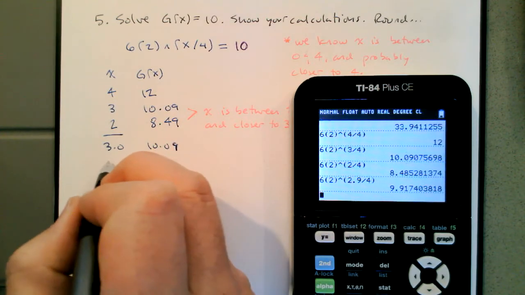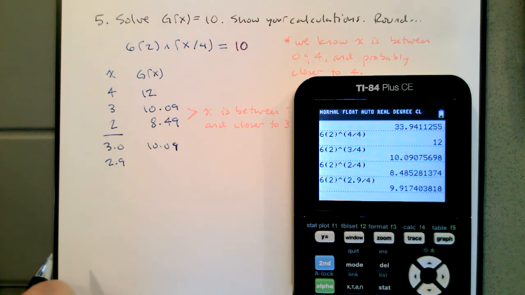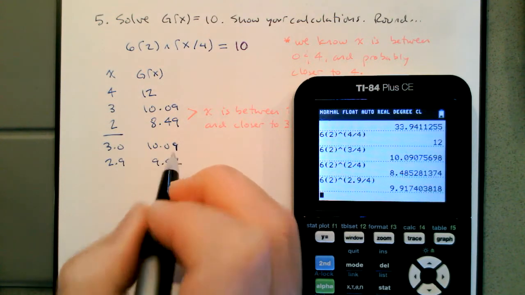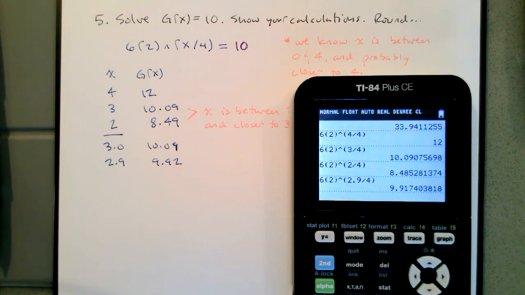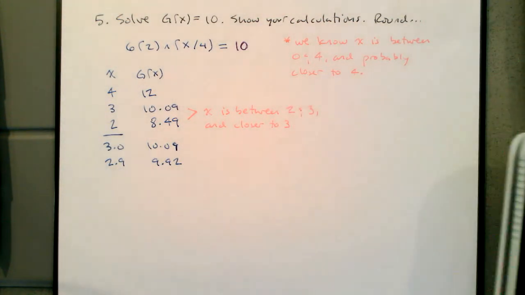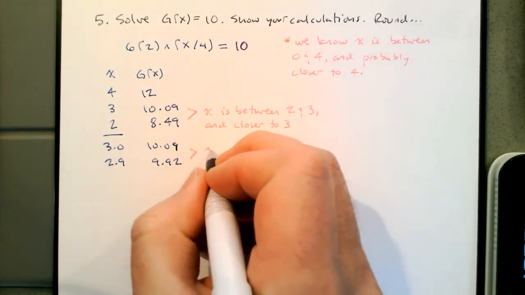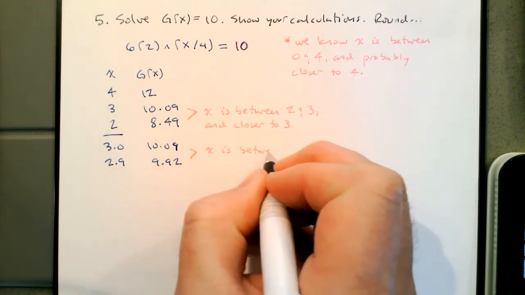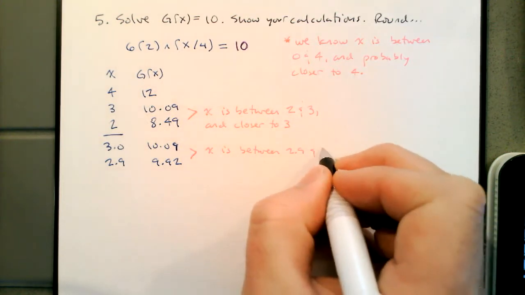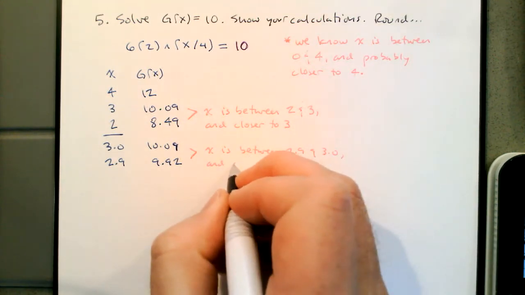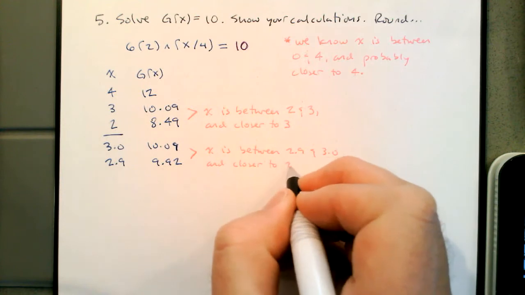At 2.9, we get 9.992. So now we can say that x is between 2.9 and 3.0. 9.992 is 8 hundredths away, and 10.09 is 9 hundredths away, so 2.9 is closer. So now we've refined this a little bit. X is between 2.9 and 3.0 and closer to 2.9.